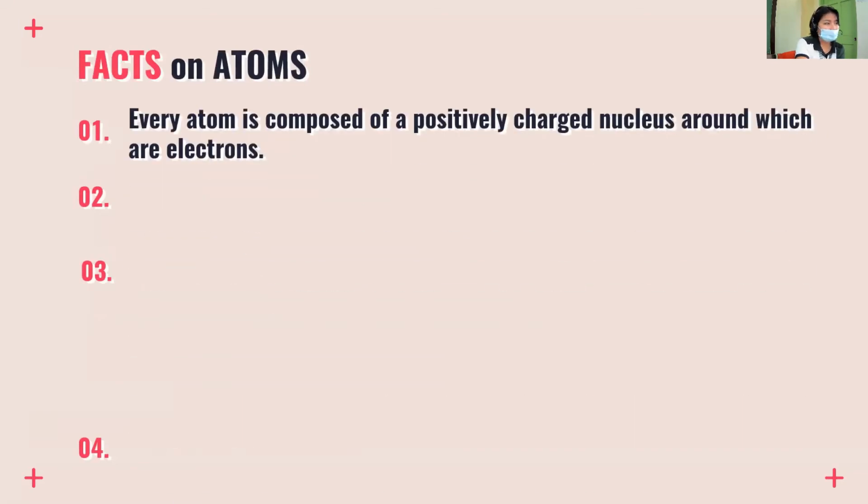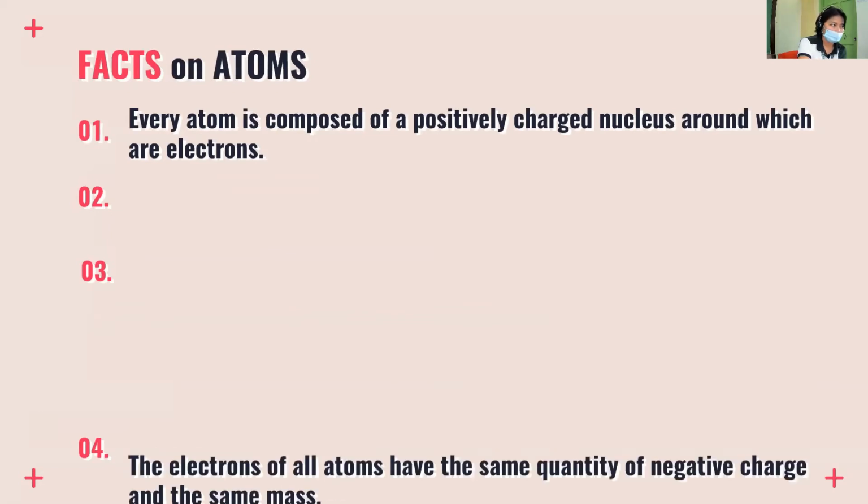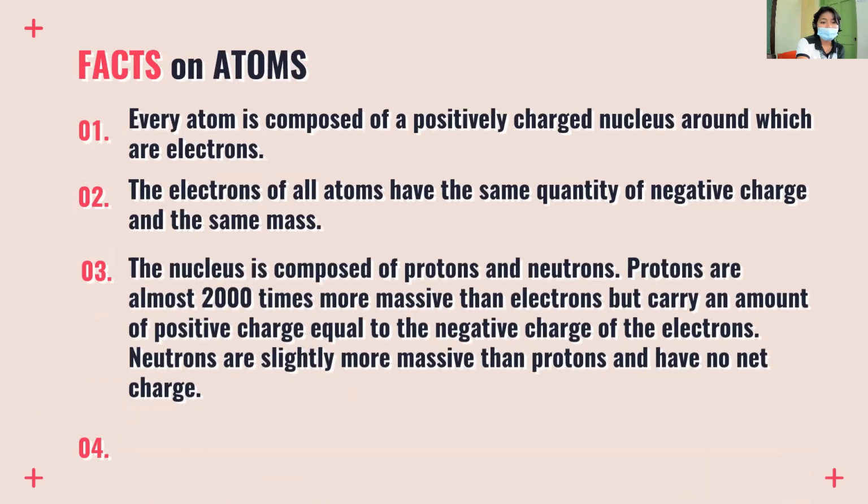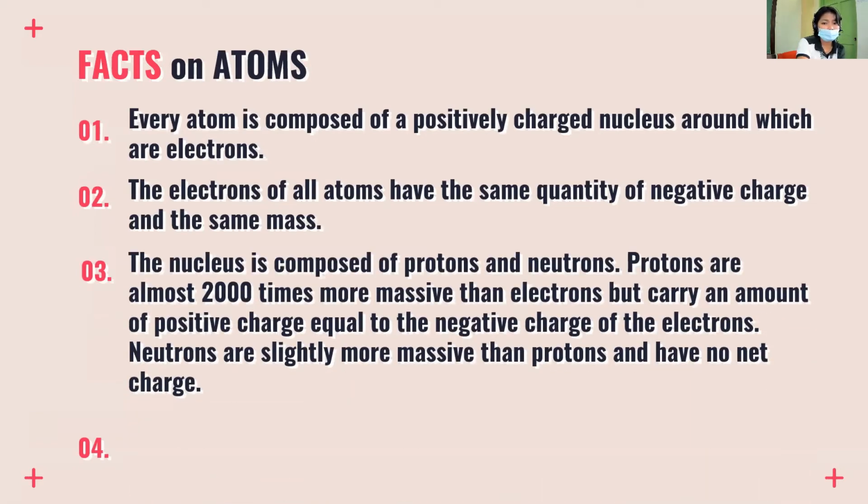Okay, now punta tayo sa facts on atoms. We have 4. Number 1, every atom is composed of a positively charged nucleus around which are electrons. Number 2, electrons of all atoms have the same quantity of negative charge and the same mass. Number 3, the nucleus is composed of protons and neutrons, katulad ng sinabi kanina. Since si protons yung nag-i-stay sa loob, kasi siya yung mas mabigat kumpara kay electrons. Kaya si electrons madali din makuha kasi medyo magaan lang siya.